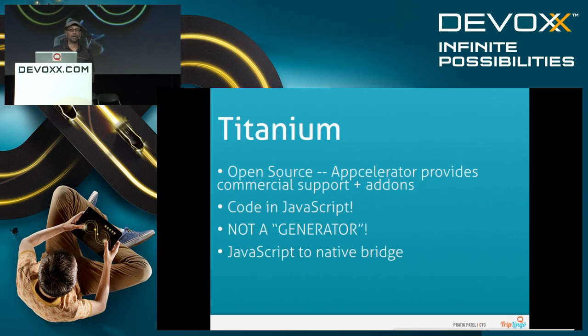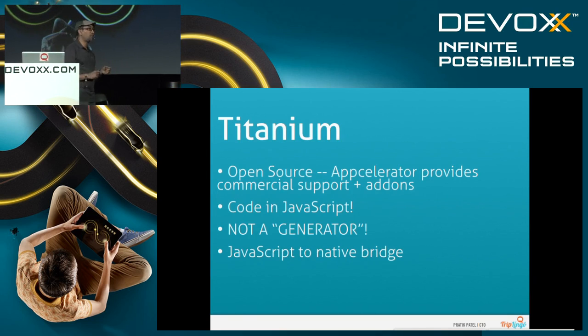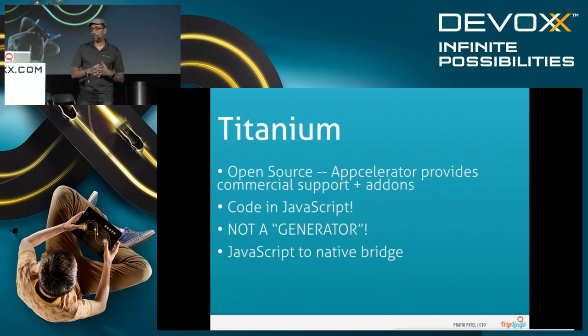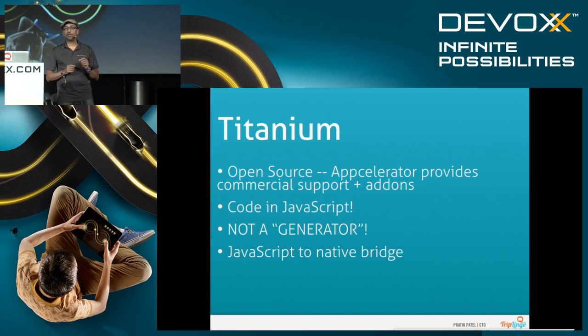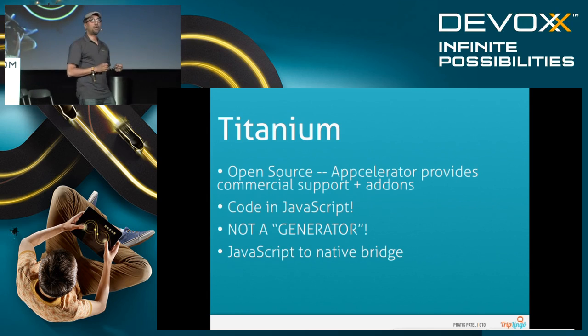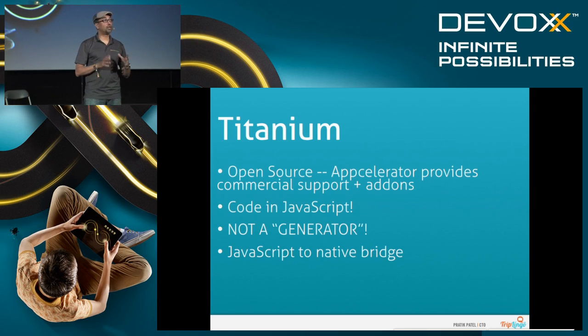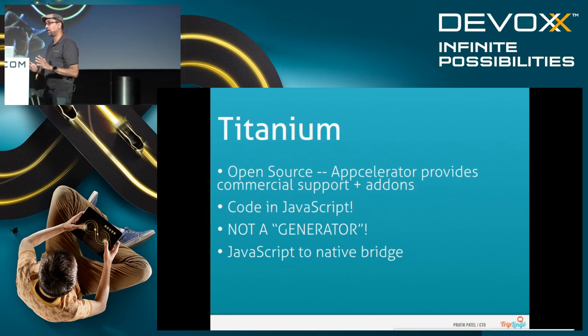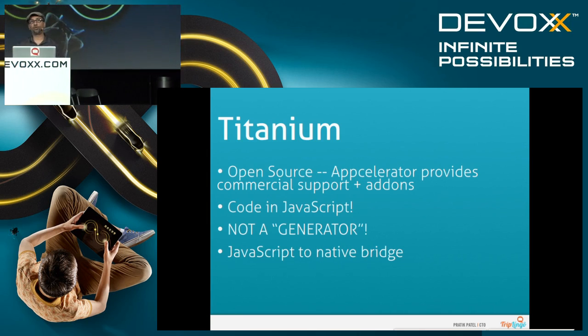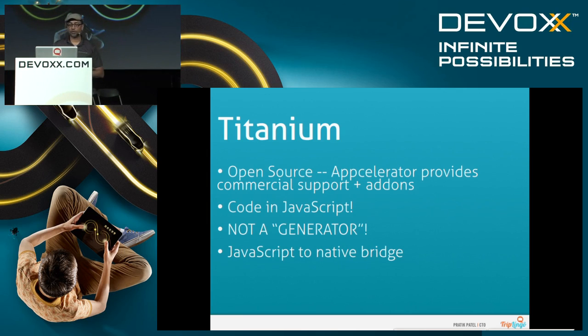All right, so let's talk about Titanium. Titanium is open source. Accelerator provides commercial support and tooling and other things like that. It's open sourced under the APL, the Apache Public License. So it's a liberal license, not a virulent license like the GPL, so you can safely use it without any concerns about violating the license terms.